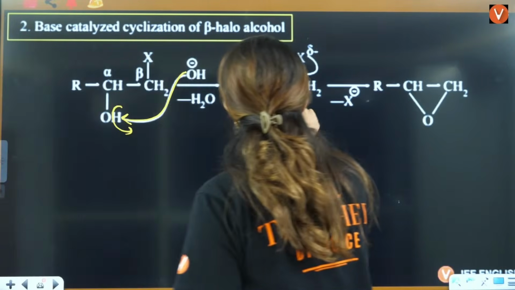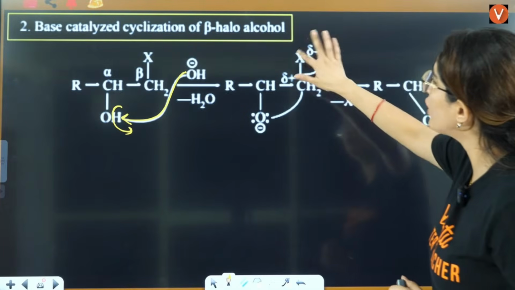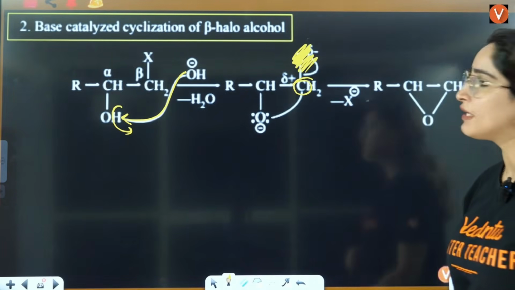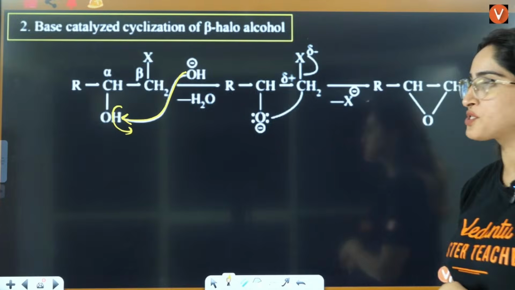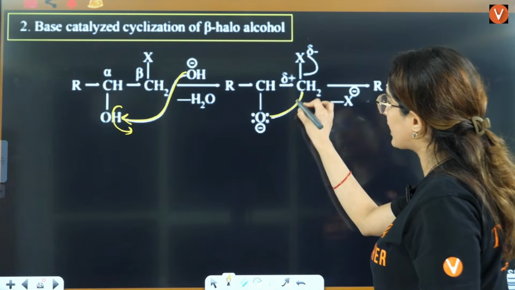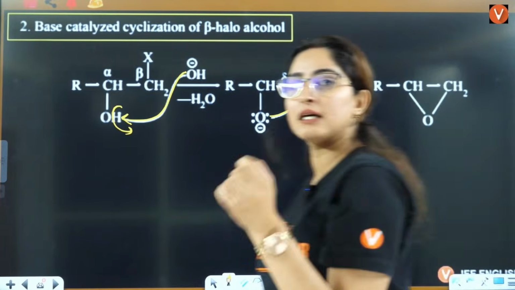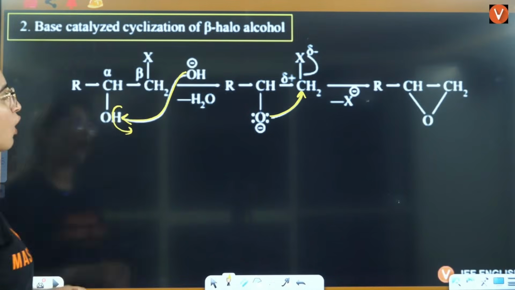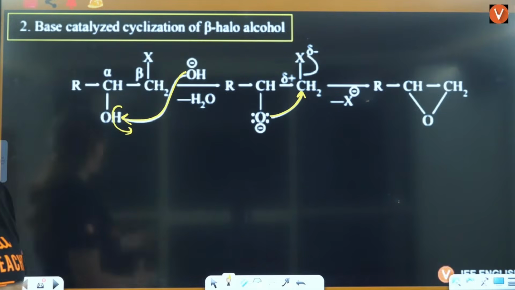So this will be negative here, this will be partially positive here. See, if you don't use halogen here, then this will not become partially positive. That's why we are using halogen, so that there is an electronegativity difference and this becomes partially positive. Now this is negative, this is partially positive, so this O negative will get attached here, and this will give rise to a cyclic ether, that is an epoxide. Okay, understood? Base will abstract the proton, O negative and C. This is not positive, this is partially positive because of the electronegativity difference.